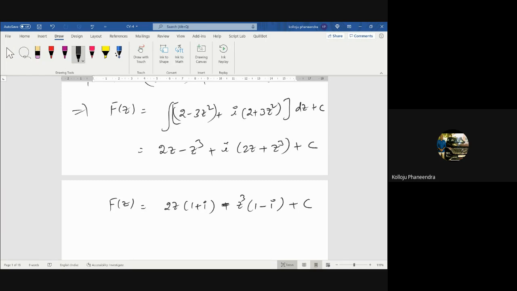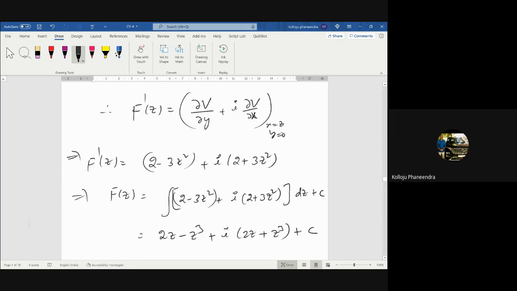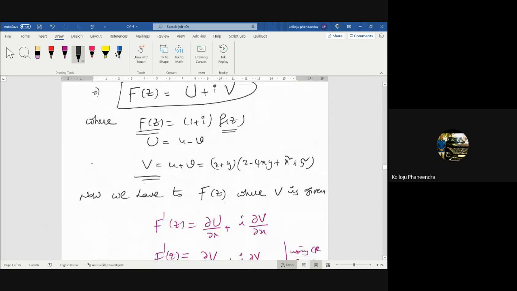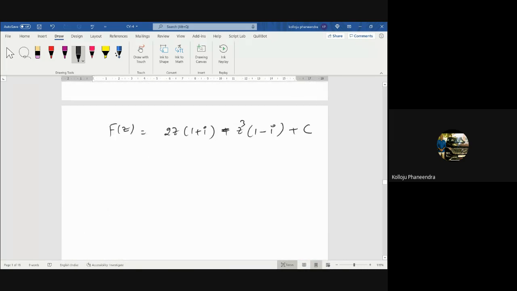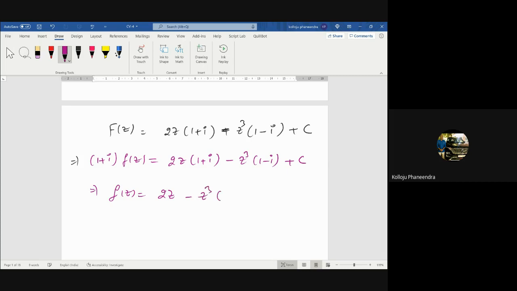Any corrections? Right. What is F of z value? What is capital F of z? Capital F is 1 plus i into small f of z. Let me substitute that. This is 1 plus i into small f of z is equal to 2z into 1 plus i, minus z cube into 1 minus i, plus c. Therefore, small f of z becomes 2z minus z cube (1 minus i) by (1 plus i), plus c by 1 plus i.